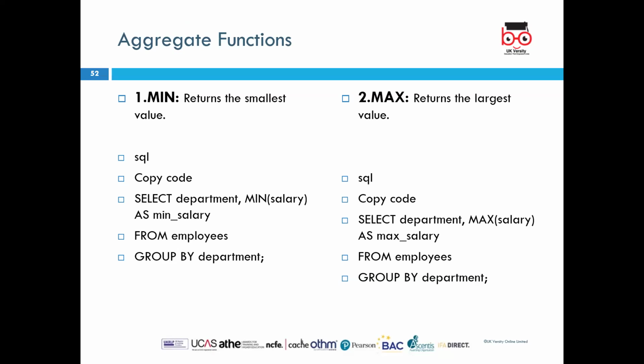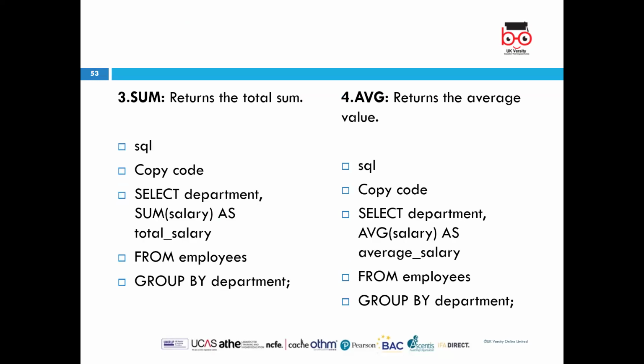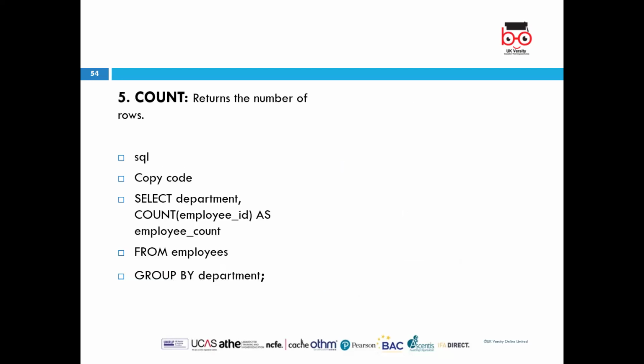For aggregation functions, we can use minimum, which returns the smallest value, or maximum, which returns the largest value. Sum returns the total sum, and average returns the average value. Count returns the number of rows.